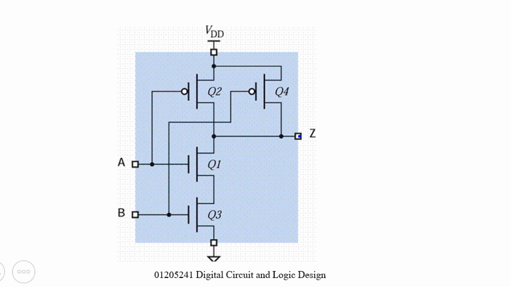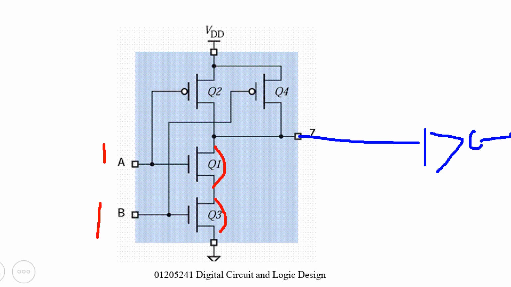If I connect this output to some logic gate, what happens? Some current may occur. For example, if I apply 1, this one turns on, this one turns on. In the ideal case, the resistance is 0 ohm for each transistor when it's on. But in practice, it's not 0 ohm. Maybe 10 ohm or 100 ohm, something like this.